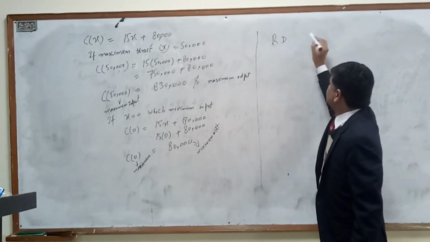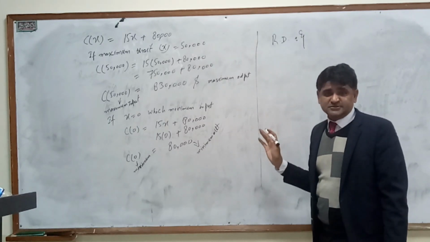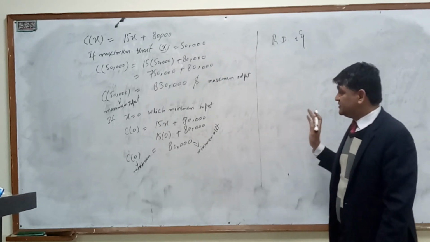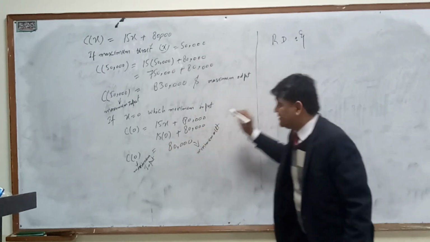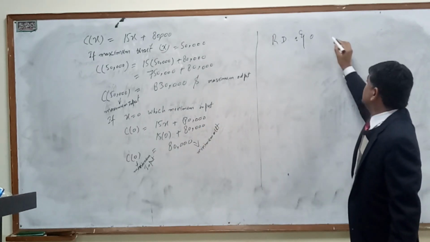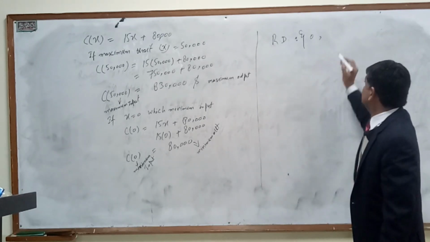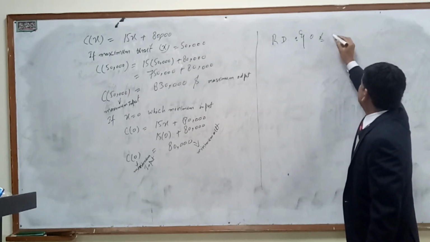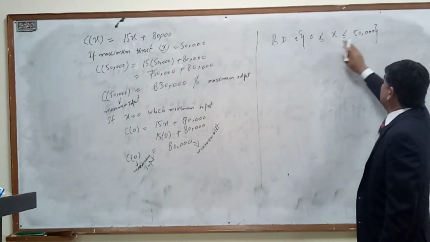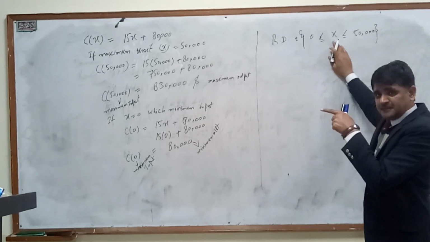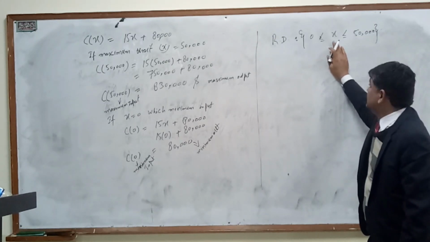So here we conclude restricted domain. In domain we'll be talking about inputs. What is minimum input? 0. What is maximum input? 50,000. We can write 0 less than or equal to x, less than or equal to 50,000. Input is denoted by x. Output is denoted by y, cost, C.